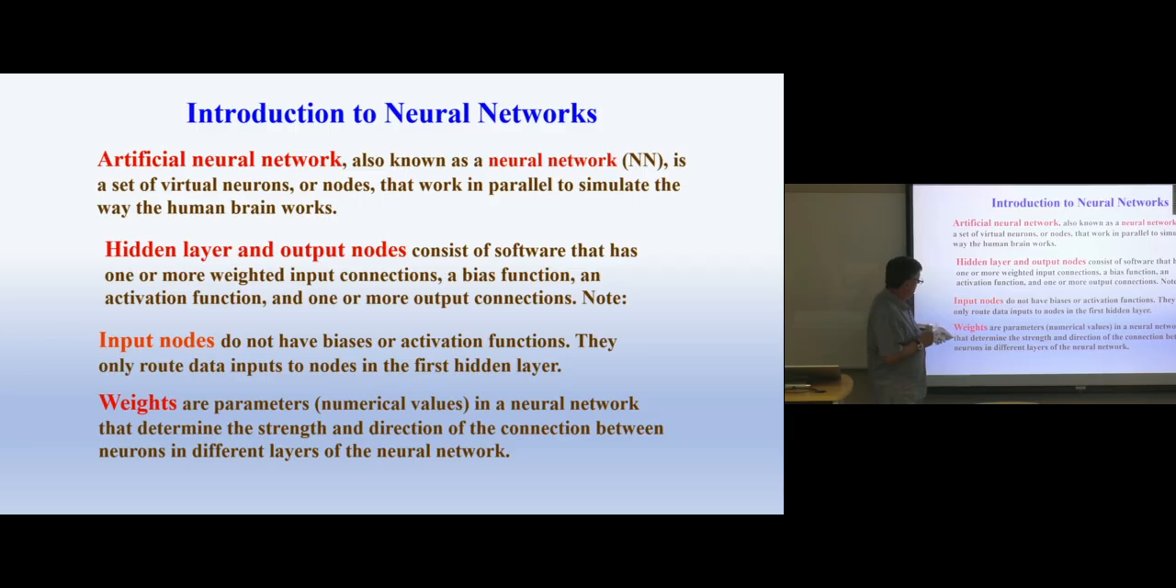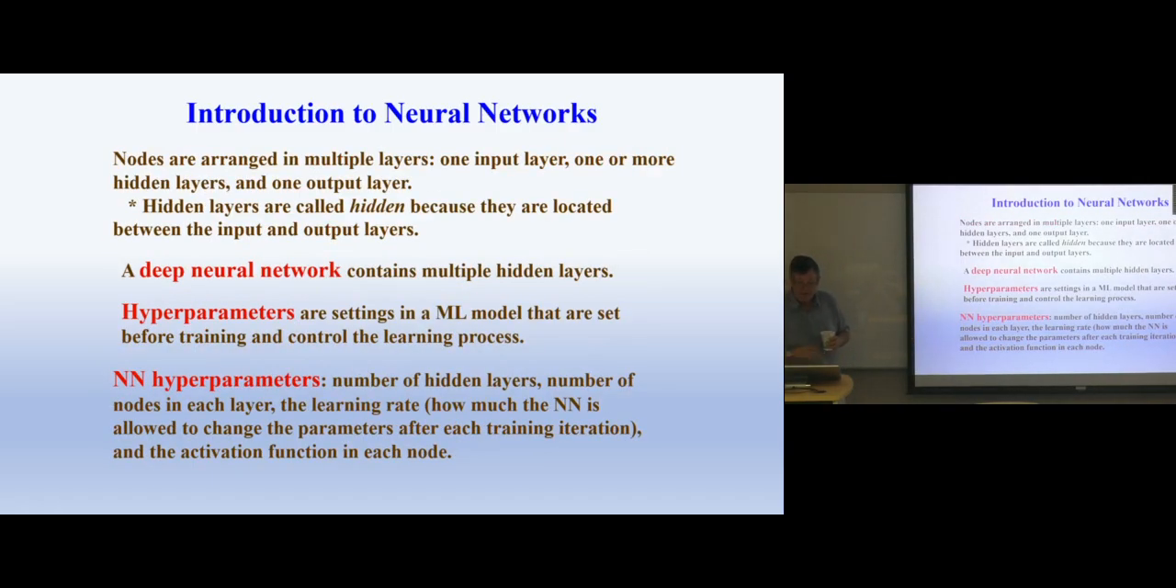And I'll show you all that. The weights are numerical values of the neural network that determine the strength and direction of the connections. Okay, we'll be doing that. So you've got the input layer, one or more hidden layers, and one output layer. They're only called hidden because they're located between the input and the output layers. Deep neural networks have multiple hidden layers.